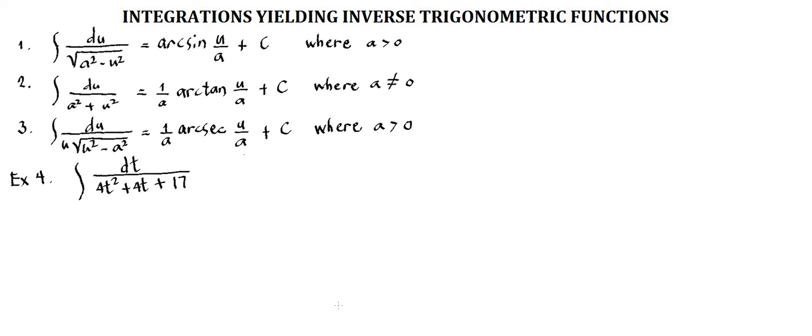Okay, so how do we do that? So, mula sa 4t squared plus 4t plus 17 ay gagawa tayo ng perfect square trinomial. Ang perfect square trinomial ay galing sa expansion ng square ng binomial, ano? Halimbawa, meron tayong a plus b squared. So, equal ito sa a squared plus 2ab plus b squared. So, ito ay perfect square trinomial.